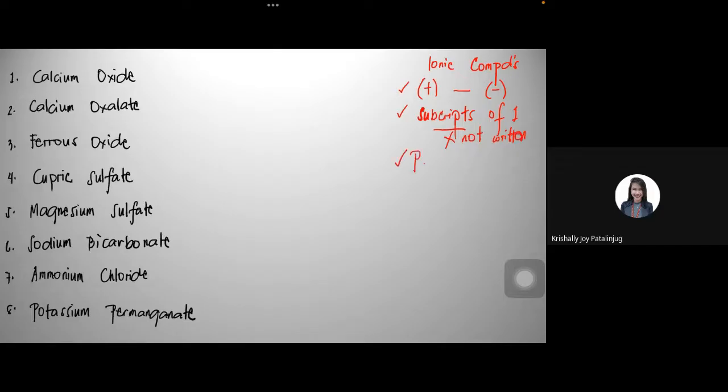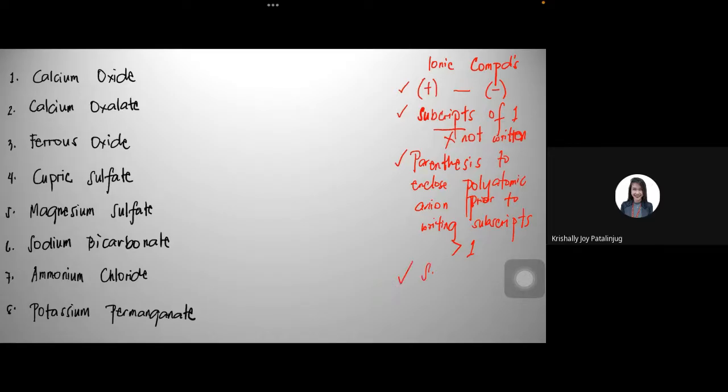Another thing, the use of parentheses. This is used to enclose a polyatomic anion prior to writing a subscript greater than 1. Okay, greater than 1.